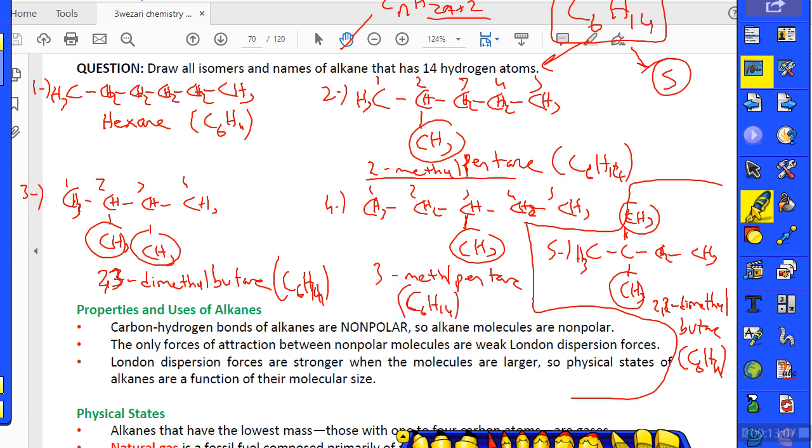C6H14. If you check all 5 of the structures, you will see that they have the same molecular formula, but they have a different structure, guys. You can call these types of isomers structural isomers, because they have a different structure, and they have the same formula. Nice.